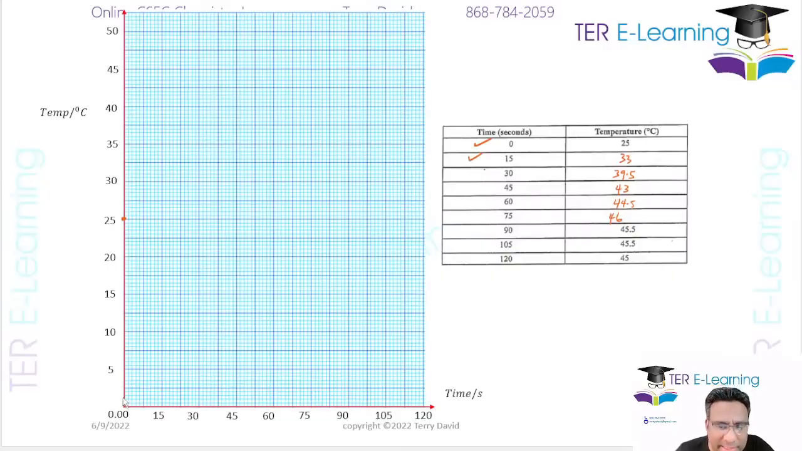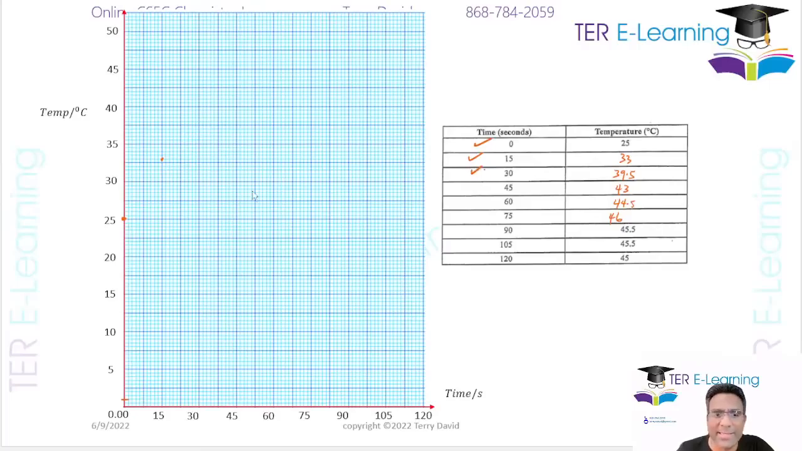All right, let me make sure I understand the scale first. Every two small markers represents 1. So I want to get 33. So 15 against 33: this is 15, this is 31, 32. This here is 33. So that's my second point I'm plotting there.